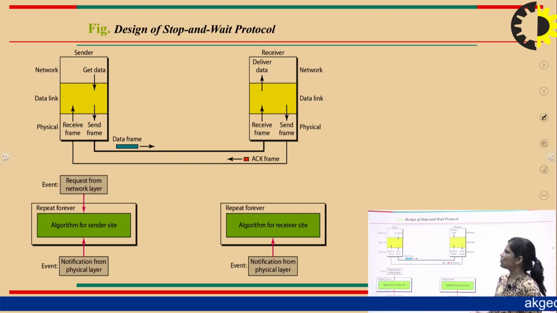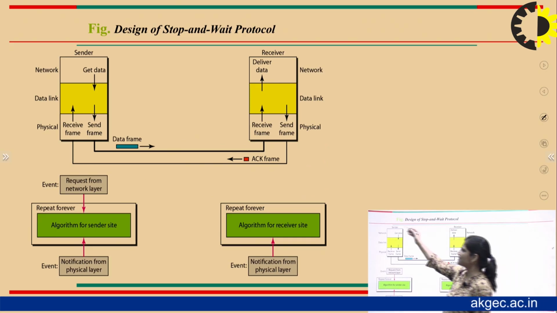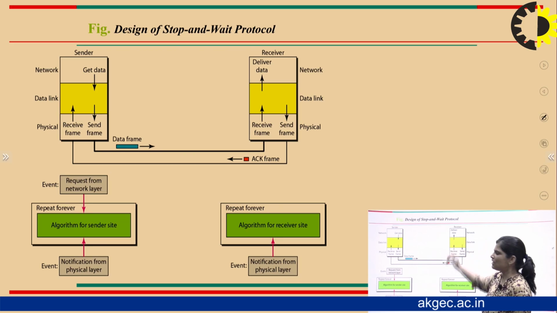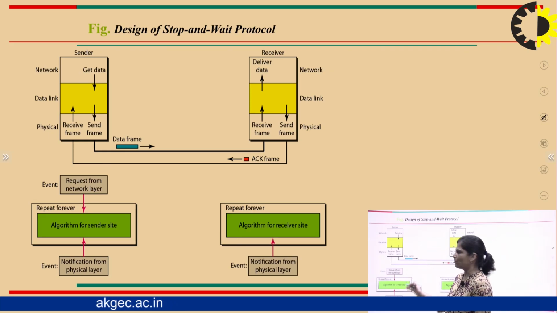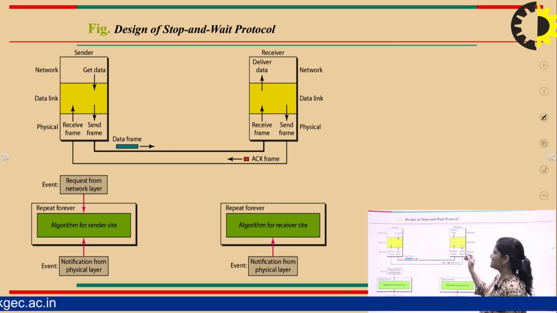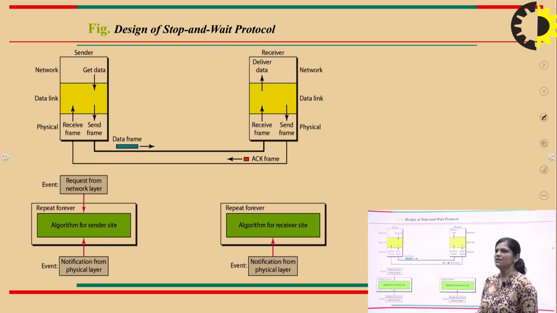Now second is the stop and wait protocol. So this is a sender, this is a receiver. Now what is the difference between the simplest and the stop and wait protocol? In the simplest protocol, we are only sending data frames from sender to receiver. We are not waiting for the acknowledgement. Now in this stop and wait protocol, we are sending data frames, and when this is received at the receiver side, the receiver will send the acknowledgement frame from receiver to sender. So this is the difference.